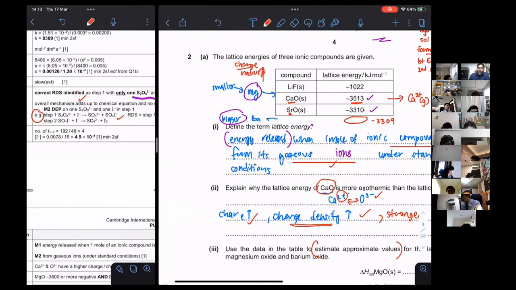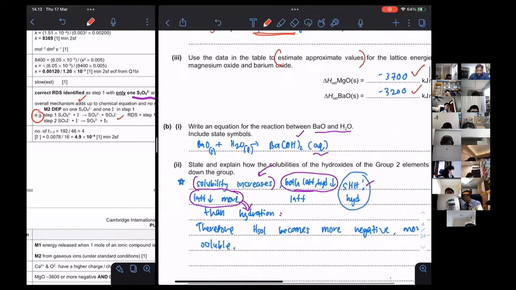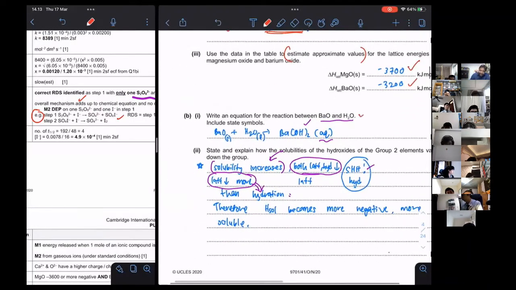Or maybe -3300 is still okay. Okay, so I have actually selected -3200. Yeah, so please take note of that. But it must be a negative lattice energy. Please remember that. Now, if I move on, write an equation for the reaction between this and this.